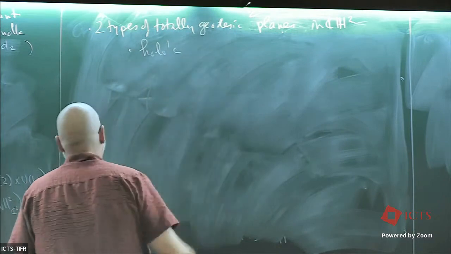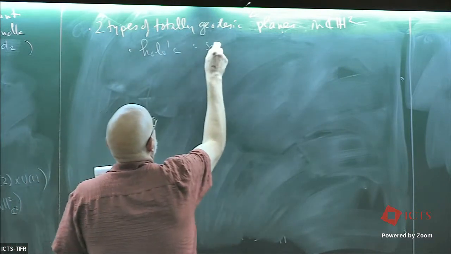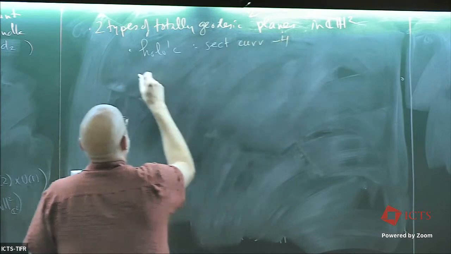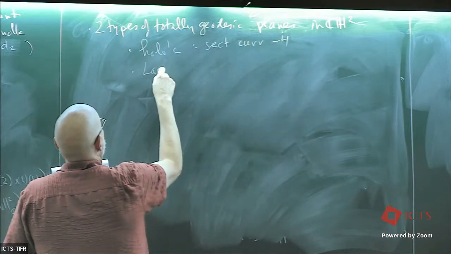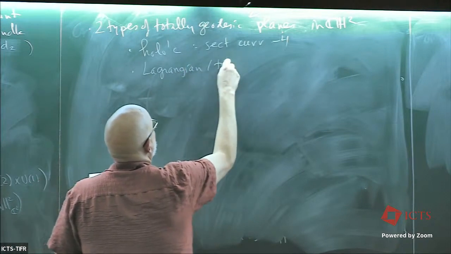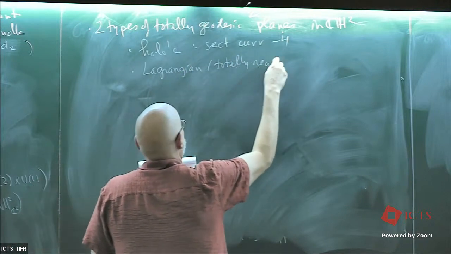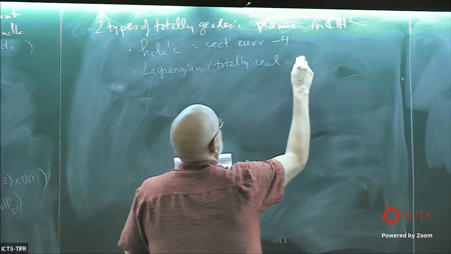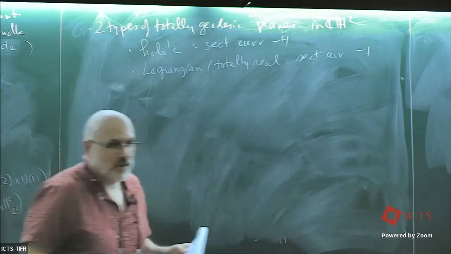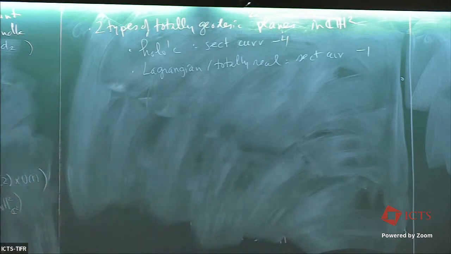So one would be holomorphic. This would be sectional curvature -4. And the other is going to be Lagrangian, or you might say totally real. This would be sectional curvature -1. So these are kind of the boundary situations in terms of the planes like this.